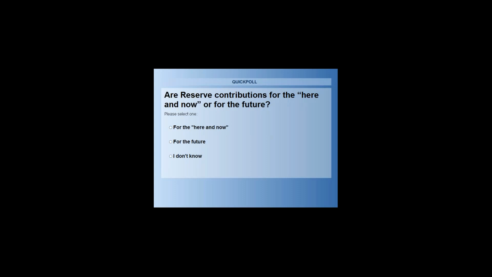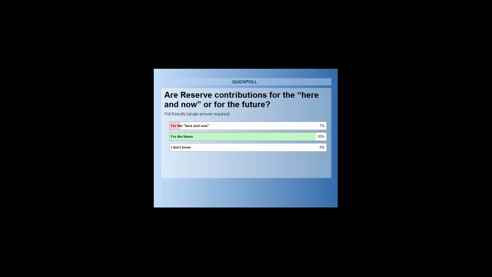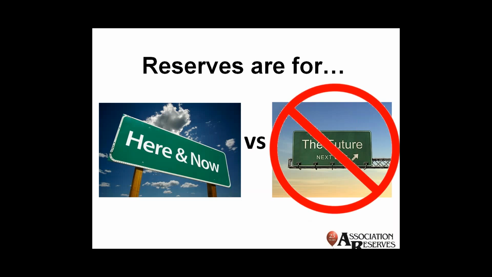All right, great. Majority of people are saying for the future. Got it. Okay, I'm glad they're with us today because reserve contributions offset steady, ongoing deterioration. The expenses happen at some point in time in the future when the component fails, but the cost of deterioration was ongoing. It's steadily happening over time.